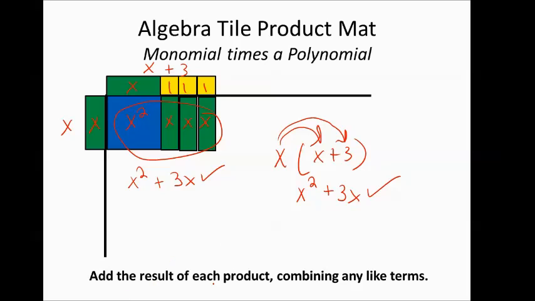So all I do is add up the result of each product, x squared plus 3x, and I combine any like terms. Here in this case, I don't have any like terms, so I'm good, and I can move on to the next problem.